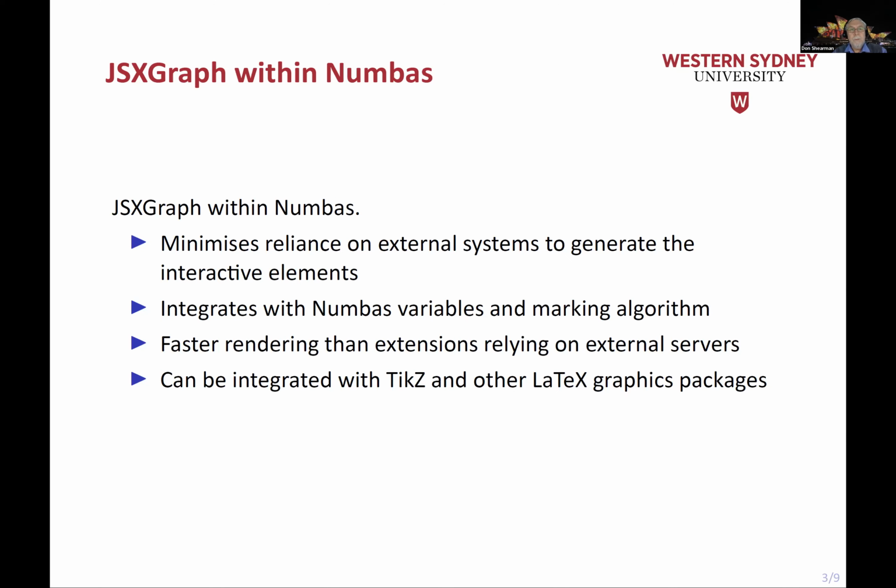The reasons that we've moved to JSX graph, I think the largest one has been the minimization of reliance on external systems. Using GeoGebra in the past, we found we were generating graphics in GeoGebra, which then had to load into the numbers environment, and there was a distinct delay in doing that. Where we've found that using JSX graph, which is effectively internal with numbers, it happens much quicker. It also means we're not reliant on another server.